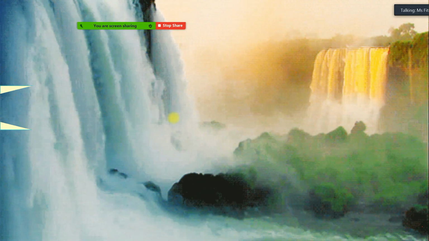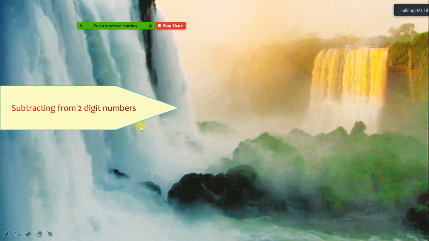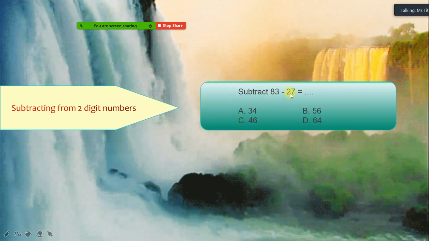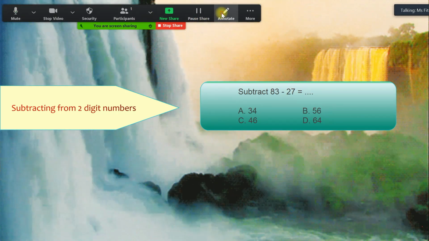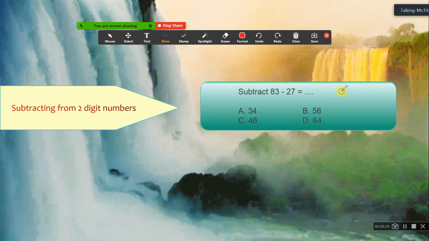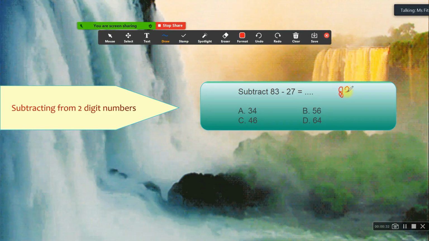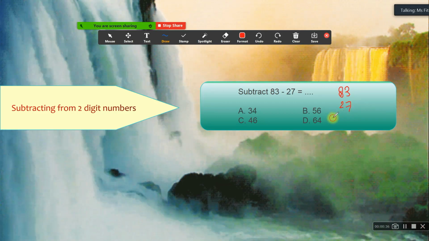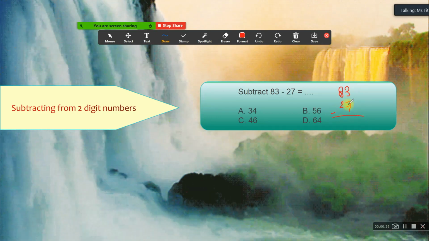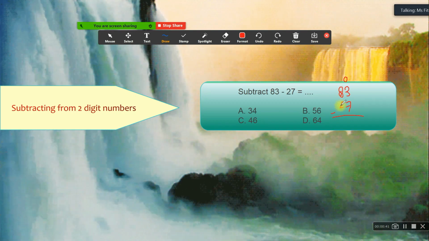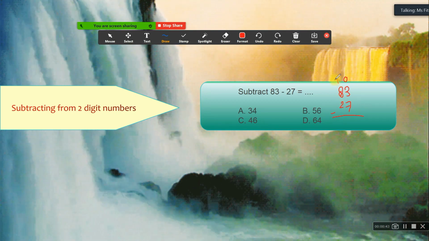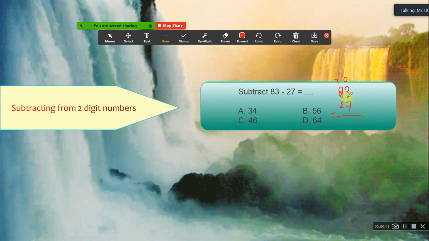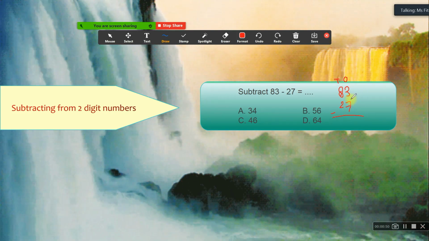Okay, the next is subtracting 2-digit numbers. Subtract 83 minus 27. We can use the vertical form. 83 minus 27. 3 and 7 are the ones, and 8 and 2 are the tens. Now, first you must subtract the ones. 3 minus 7.